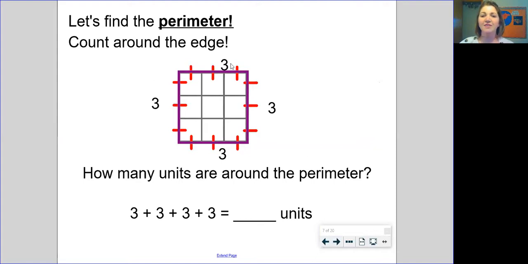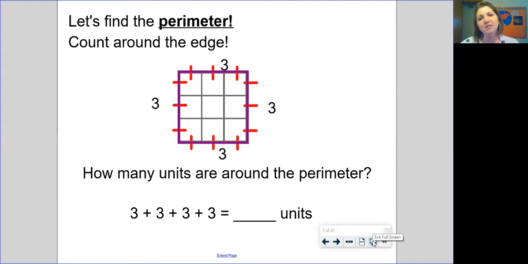Now here we see one of those shapes that has the units inside the little boxes. This time we have to count around the edge of the box. And so if you count with me: 1, 2, 3, 4, 5, 6, 7, 8, 9, 10, 11, 12. It is 12 units because we added 3 plus 3 plus 3 plus 3, and it equals 12. So the perimeter of that entire shape is 12 units.